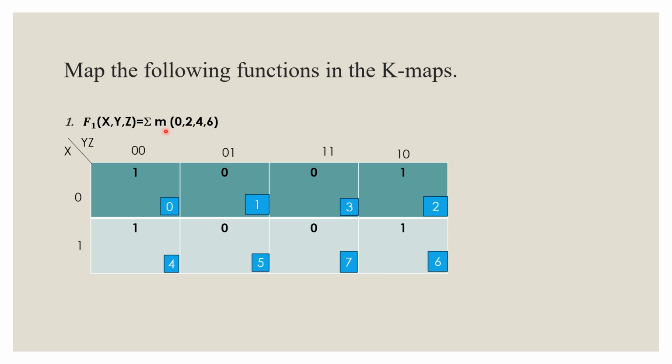Min term, how do we represent min term? Min term is represented by 1. The numbers in the function are 0, so 0 is 1. 2 is 1. 4, box 4 is 1. Here 0 is 1, here 2 is 1. Next is 4, box number 4 is 1. 6, box number 6 is also 1.